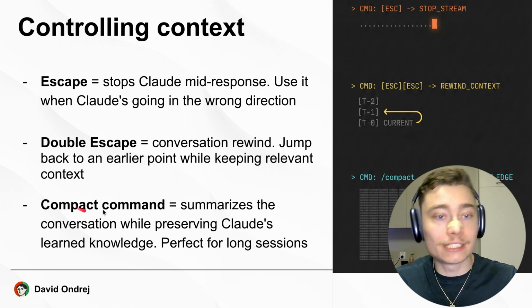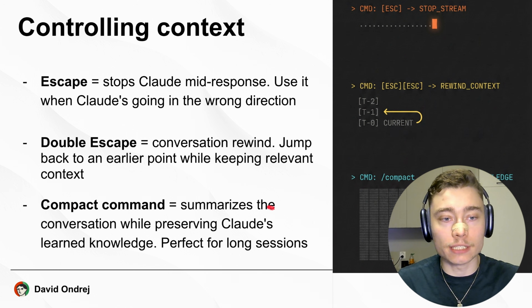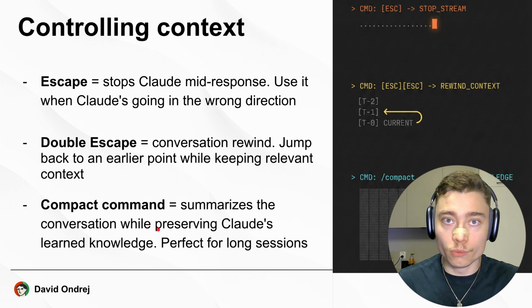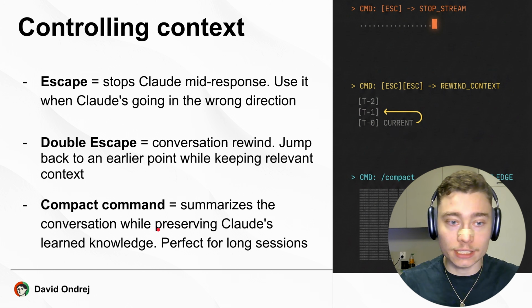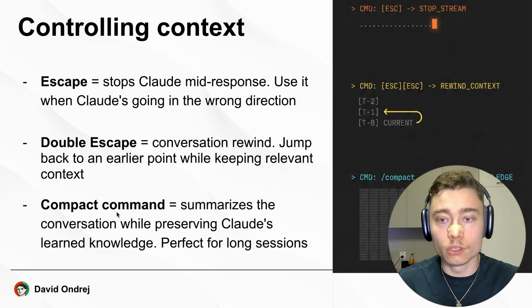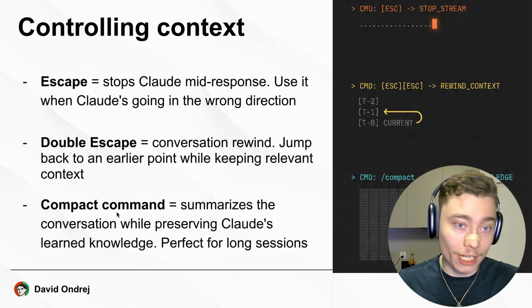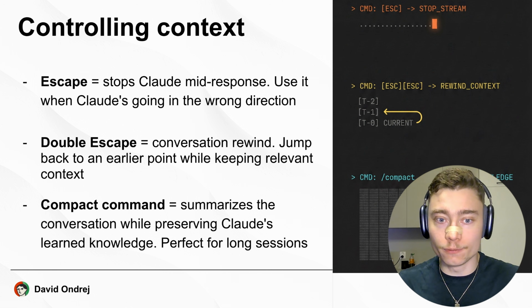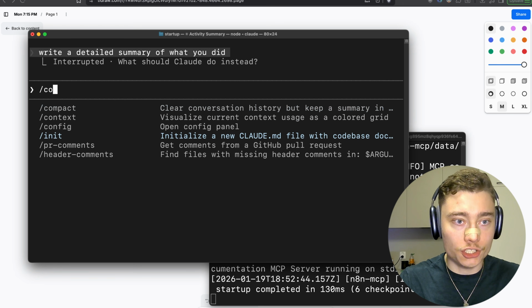Another context engineering thing is the /compact command. When you type /compact into Claude Code, it summarizes the entire conversation while preserving as much of the learned knowledge as possible, and this is perfect for long sessions. When you notice there's a lot of unnecessary context and you want to free up the context window so that you're burning less of your rate limit and Claude Code responds faster, all you need to do is type /compact.